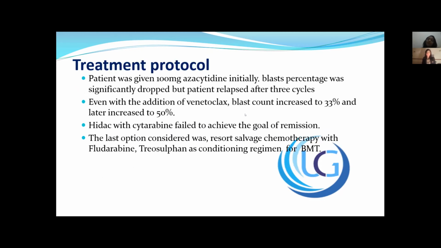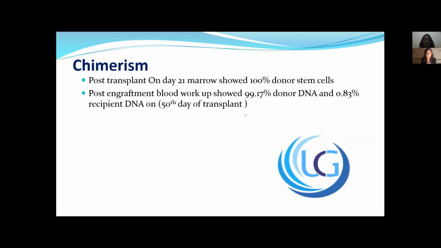Treatment protocol. The patient was given a hypomethylating agent, that is 100 mg of azacitidine, initially. Blast percentage dropped significantly, but the patient relapsed after 3 cycles. Even with the addition of a BCL2 inhibitor, that is venetoclax, blast count increased to 33% and later to 50%. High-dose chemotherapy, HiDAC with cytarabine, failed to achieve remission. The last option considered was salvage therapy with fludarabine and treosulfan as the conditioning regimen for bone marrow transplant.